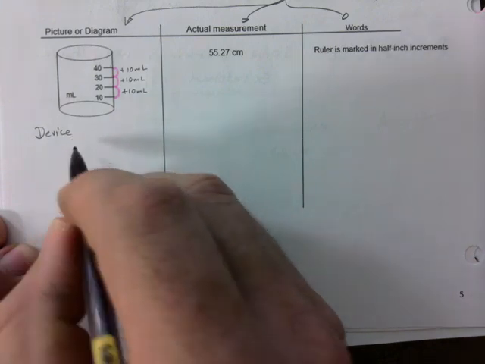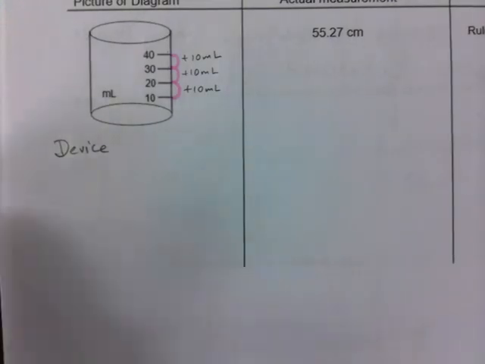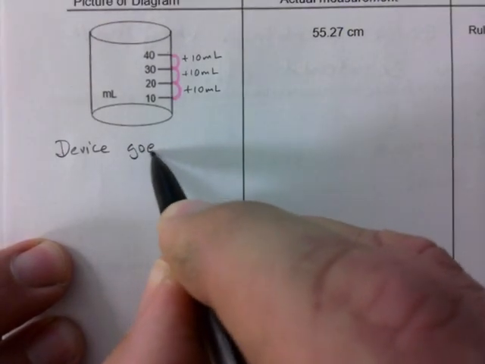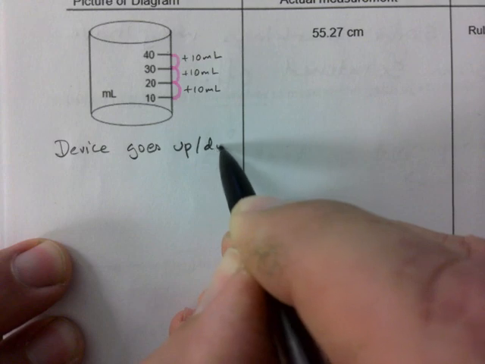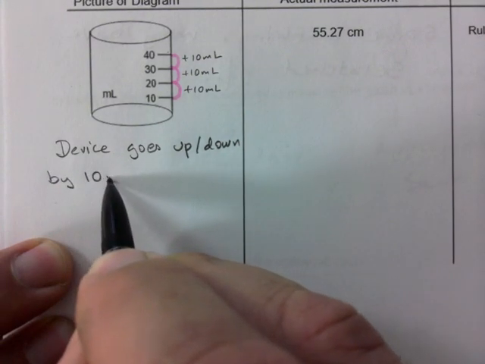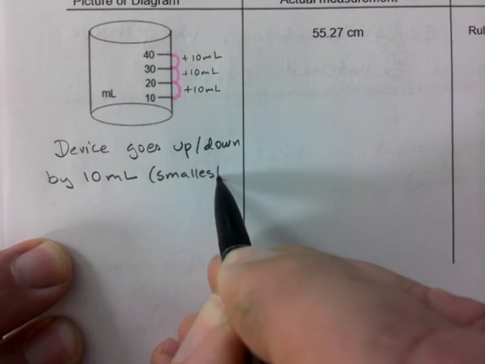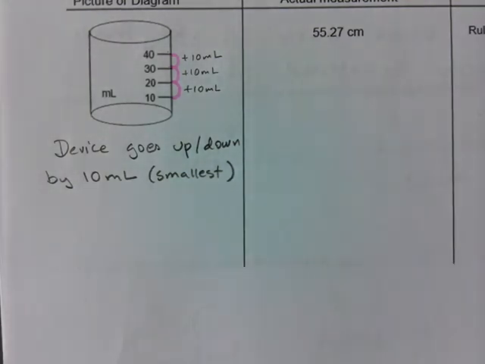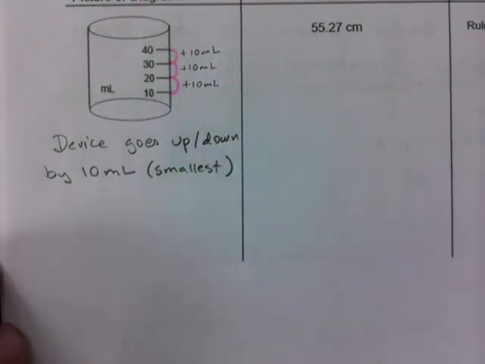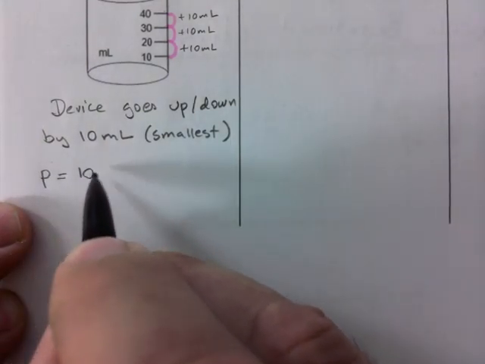On the device, I'm going to zoom into that corner, just for now, that way you don't have to squint. The device goes up or down by 10 milliliters, the smallest increment we can tell. So now we can say precision is going to be 10 milliliters.